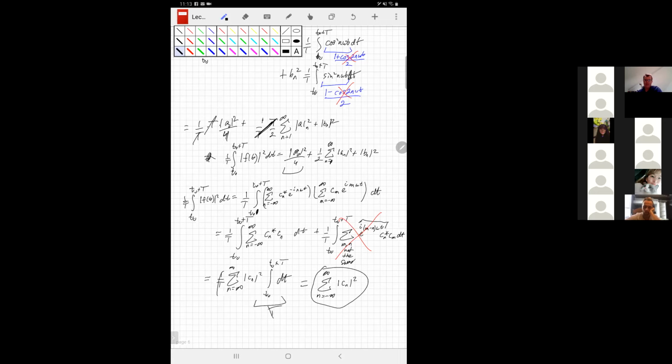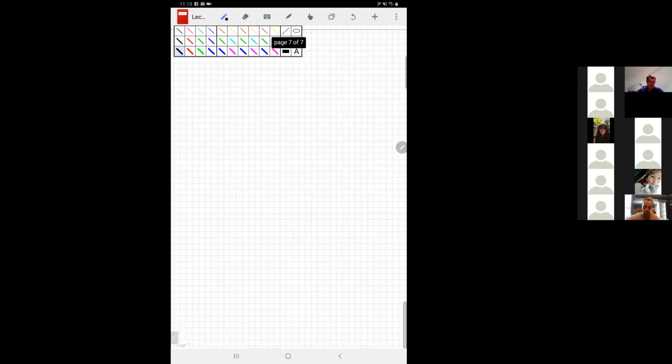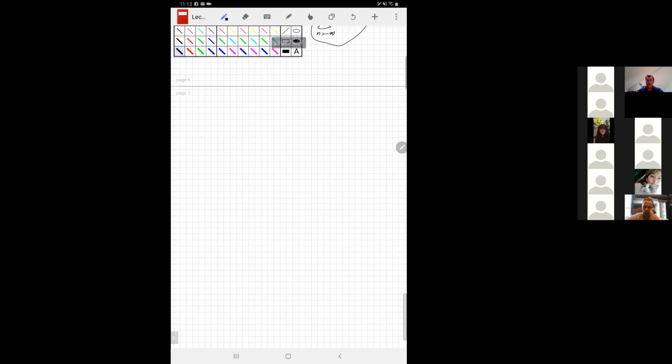I had a question about writing the series in the complex way. Why is it from negative infinity to infinity as opposed to zero to infinity? Because there are negative frequencies. Think about it this way: you can't write a sine or a cosine without having both the positive and negative frequencies.